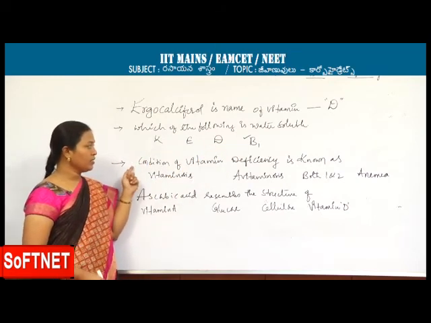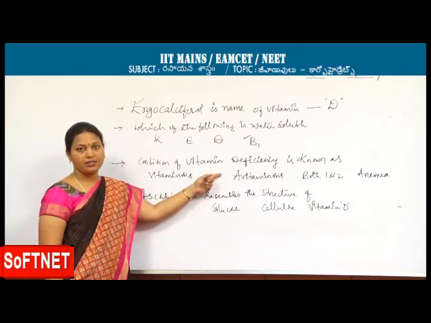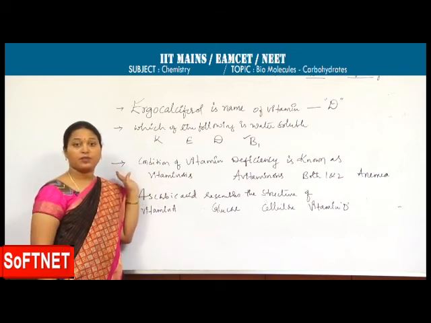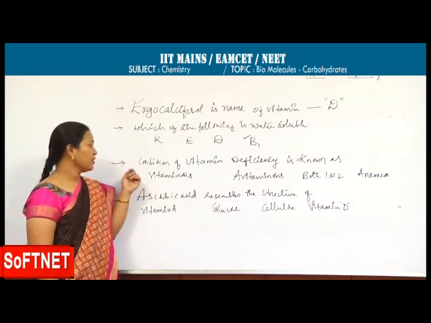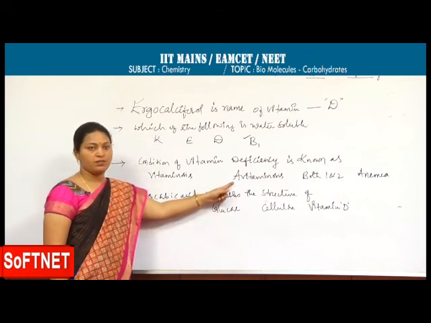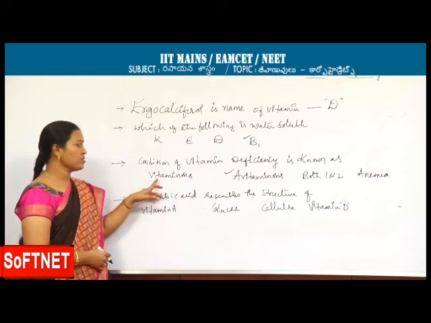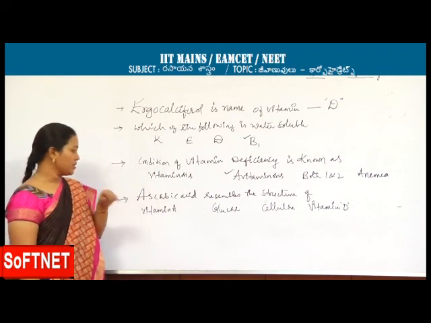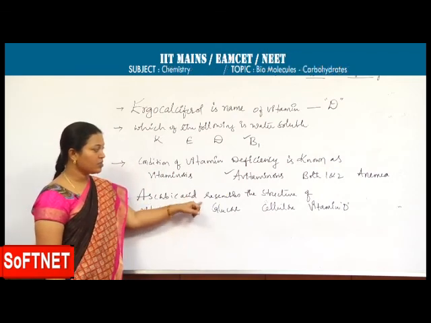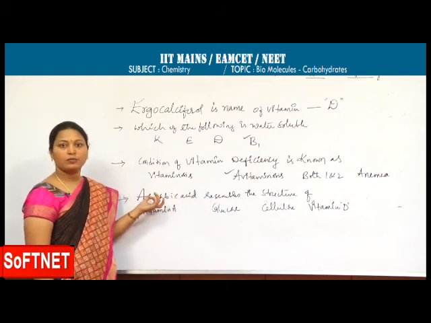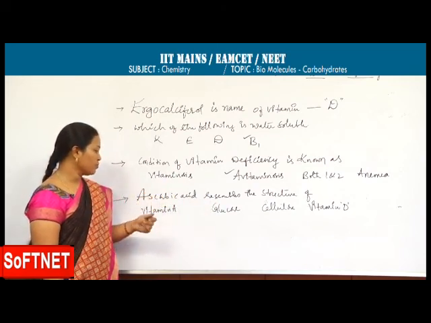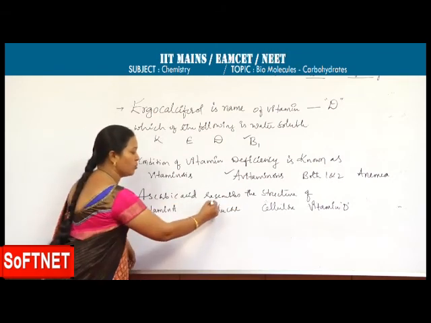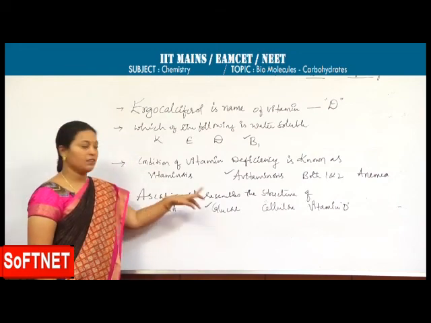Next the question: the condition of vitamin deficiency is known as, as I said, a particular vitamin deficiency gives particular diseases. If the person suffers from multiple vitamin deficiency disorders, then that is said to be avitaminosis. To make you confused, vitaminosis is also there, but avitaminosis means deficiency of vitamins. Next the question: ascorbic acid resembles the structure of. Ascorbic acid is nothing but vitamin C. The options are vitamin A, glucose, cellulose, vitamin D. The answer is glucose; ascorbic acid structure resembles the glucose structure.